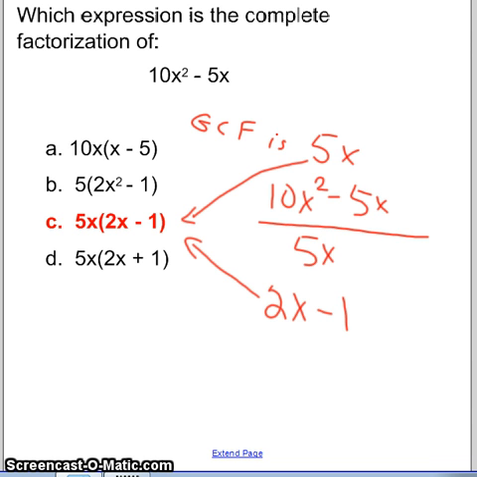And then we cancel out. 10 divided by 5 is 2. X squared divided by x is x. And then minus 5 divided by 5 is minus 1. And the x's cancel, so C is your answer.